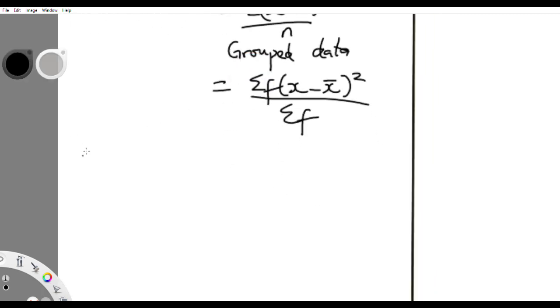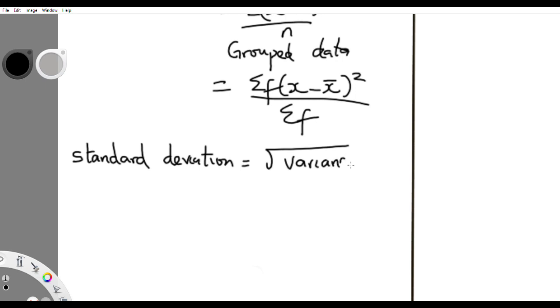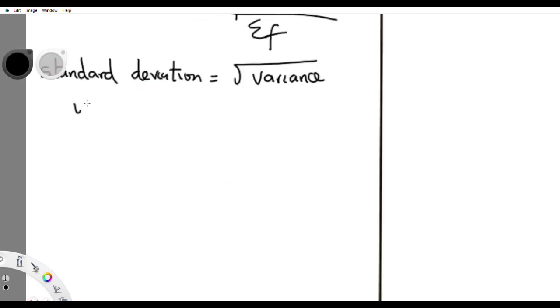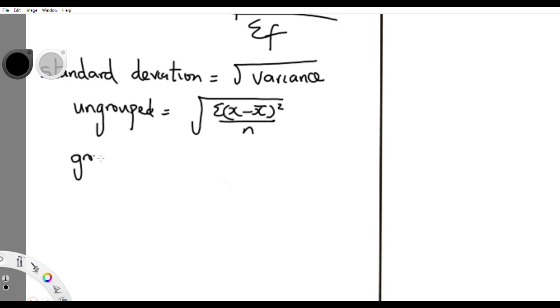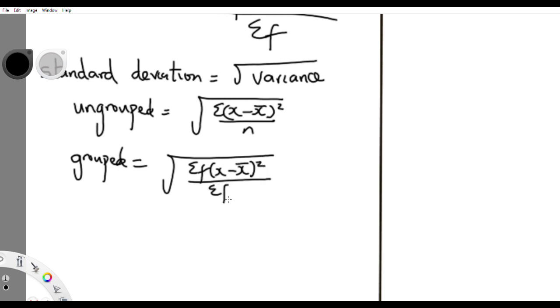And remember standard deviation equals square root of variance, grouped or ungrouped. So that means for ungrouped is square root of summation x minus x bar squared over n, and for grouped equals square root of summation f x minus x bar squared all over summation of f.